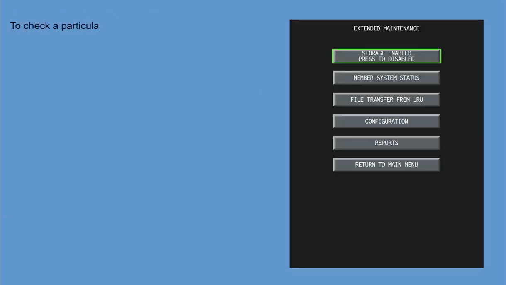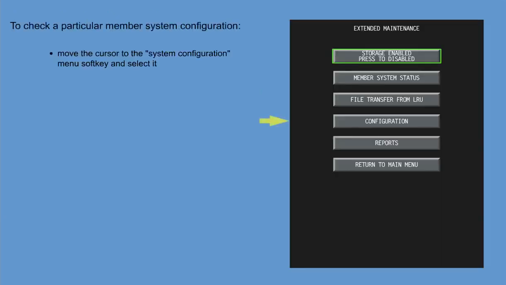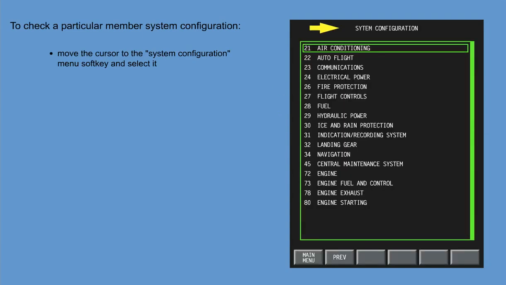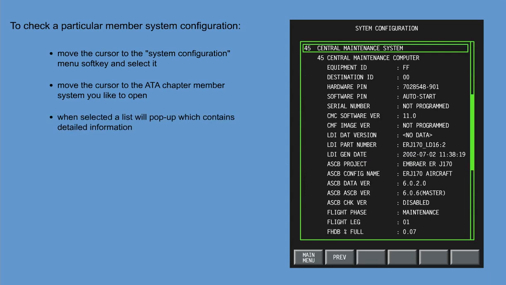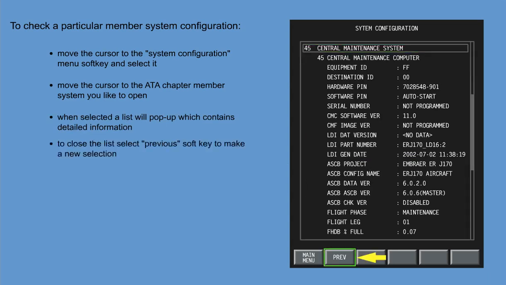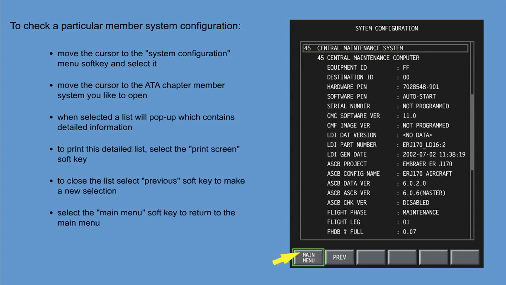To check a particular member system configuration, move the cursor to the System Configuration menu soft key and select. A list of member systems organized by the ATA chapter number will pop up. Move the cursor to the ATA chapter member system you would like to open. When selected, a list will pop up which contains all stored detailed information about the selected member system. To close the list, select the Previous soft key to make a new selection or the Main Menu soft key to return to the main menu.